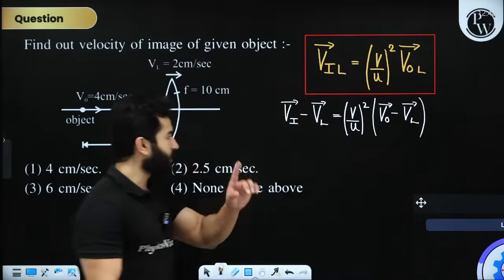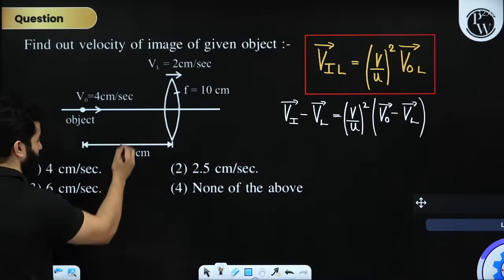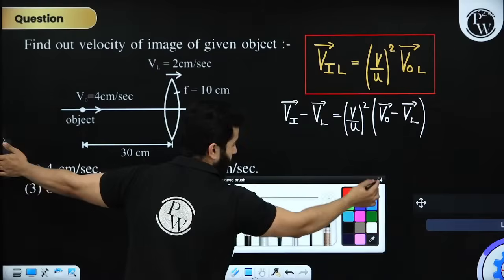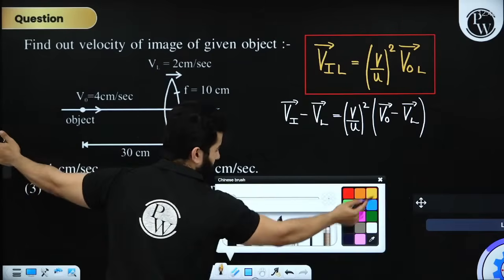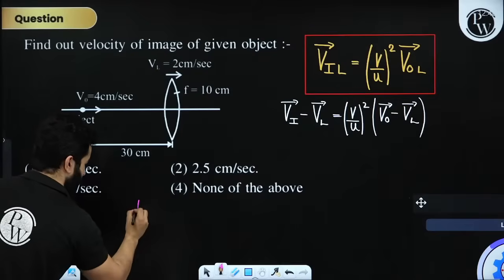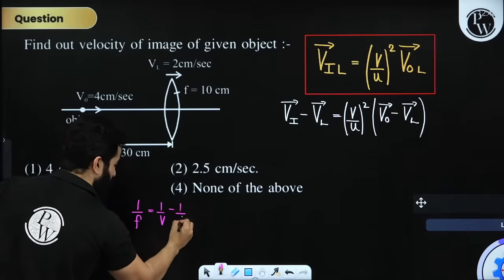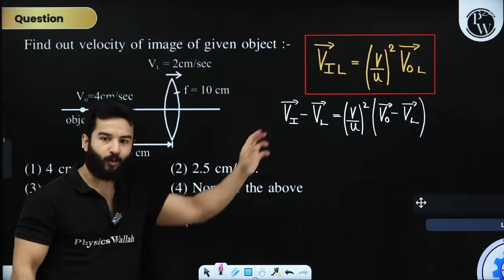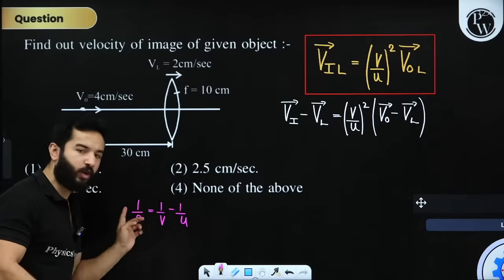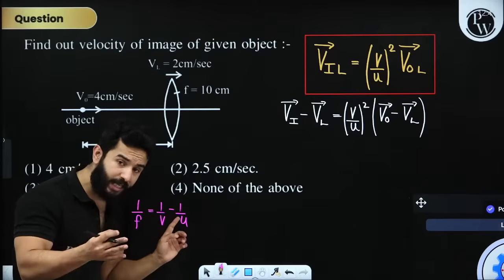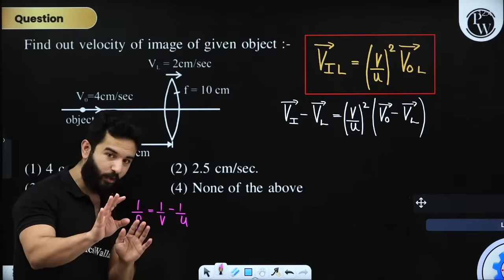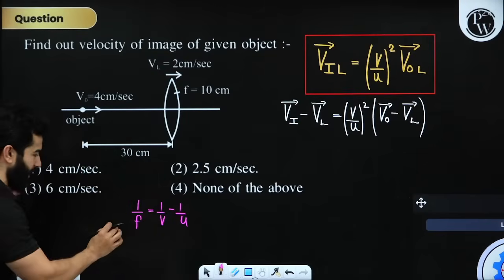Now, the first thing to do is to find out image distance. For that, we are going to use our good old lens formula. So, lens formula is simply 1 upon f is equal to 1 upon v minus 1 upon u. Actually, we got to that formula after differentiating this equation with respect to time t. If you want me to do that, I can do it for you. But right now, let me find the answer.